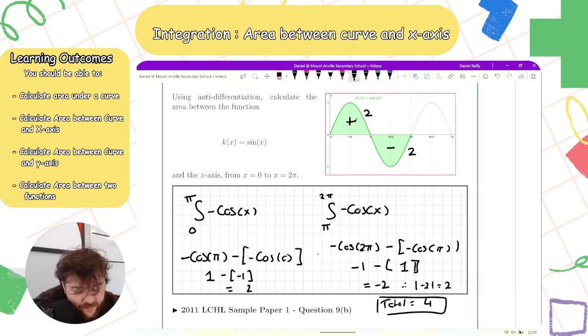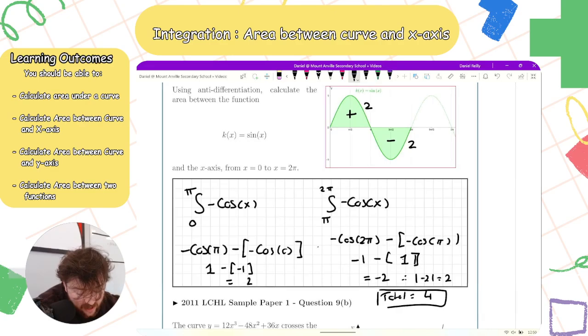What would happen if I just did my integral between 0 and 2 pi is that the 2 and the minus 2 end up cancelling out, so I'd actually get an area of 0. But we know that's actually not the case.